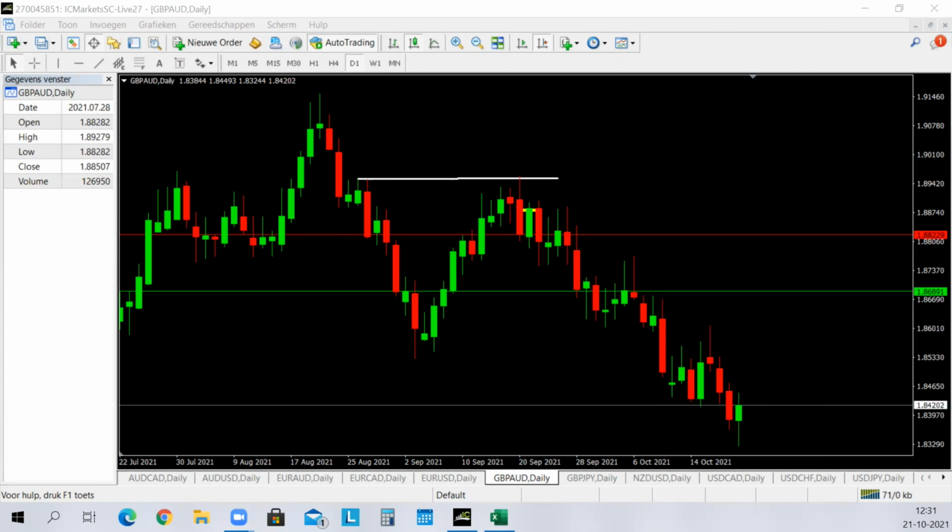But I wanted to make this video to discuss a setup that I recently took and also to discuss how I can improve it. And maybe you can use this as well to improve your own trading. So I took a short in the GBP AUD pair and I shorted at the red line, targeted the green line. Stop loss placement I will go over in a second. But what is important is that my setup happened at a great location.